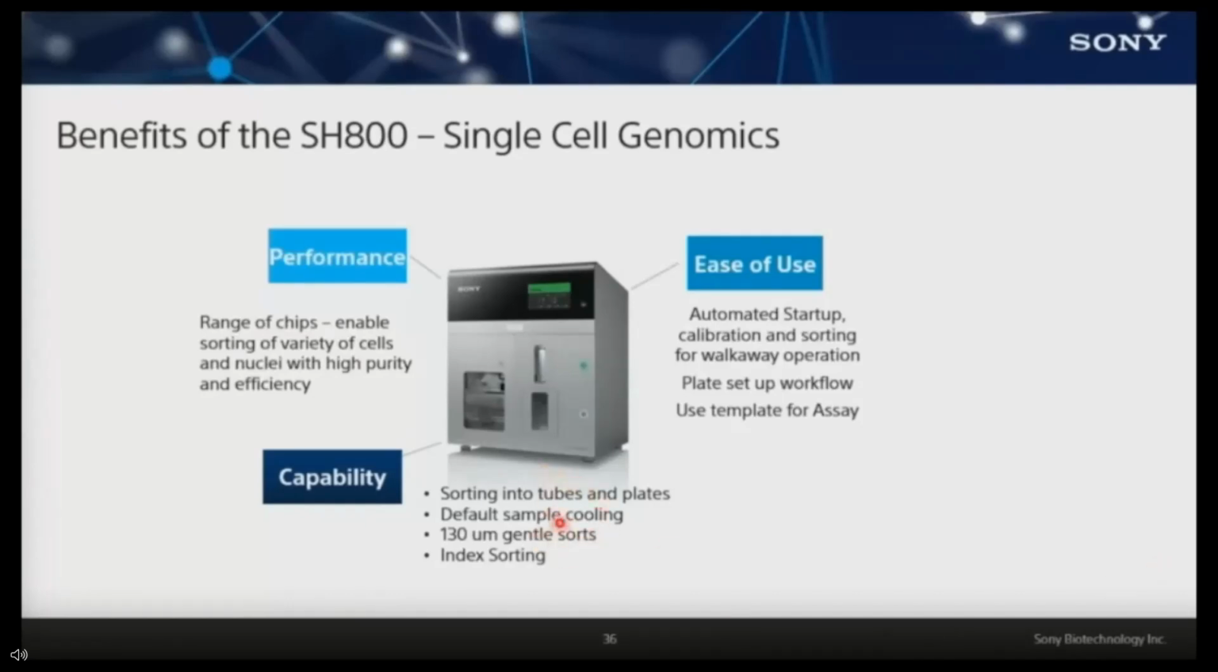Capability. You can sort into tubes or plates. You have that gentle chip size, the 130. Index sorting. Again, you got some results. Why do these cells have this certain read and these other cells have this kind of read, or maybe don't perform, or treatment doesn't seem to show efficacy? Going back to maybe your sorting data and those expression profiles is critical. You have that data with the SH800.